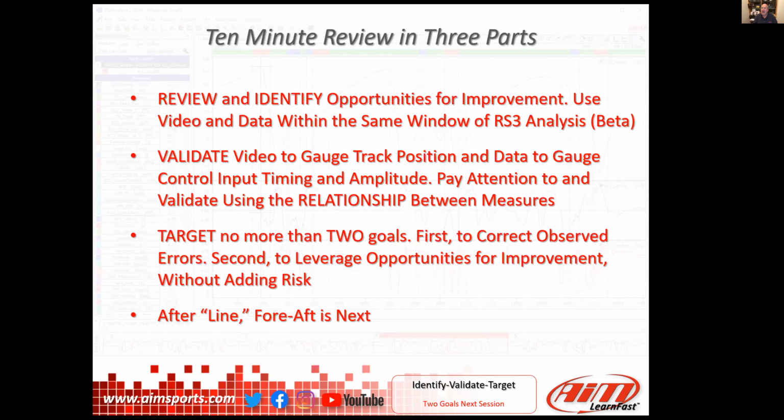And that's really next. After the line, after choosing the path around the racetrack, the next step is to optimize acceleration and braking, the fore-aft, the longitudinal G generation by what you do with your feet. That's the biggest thing. Right.